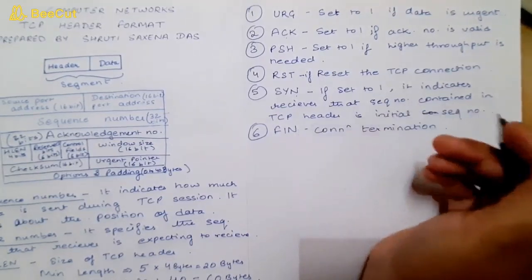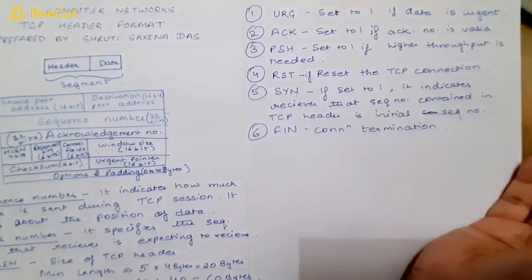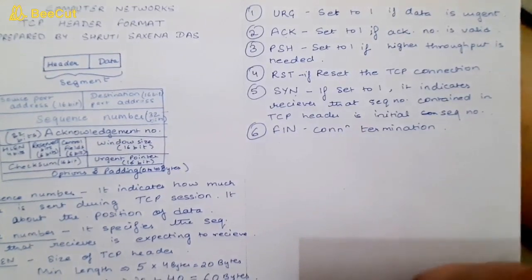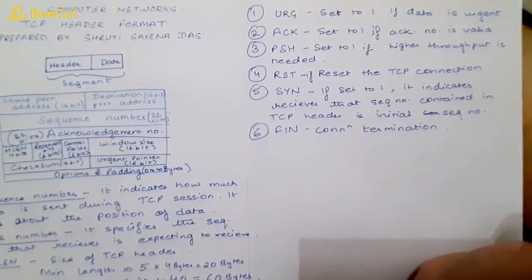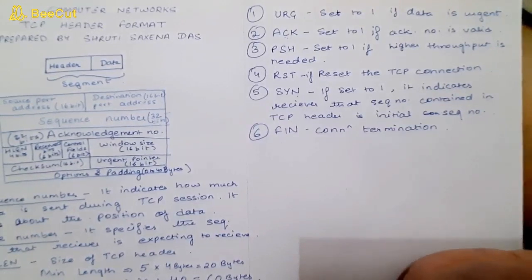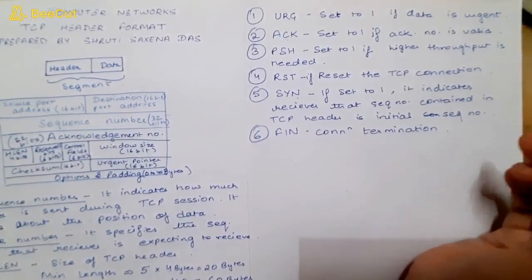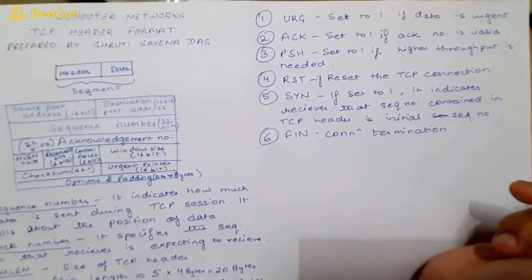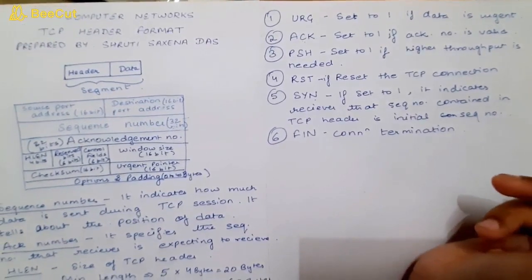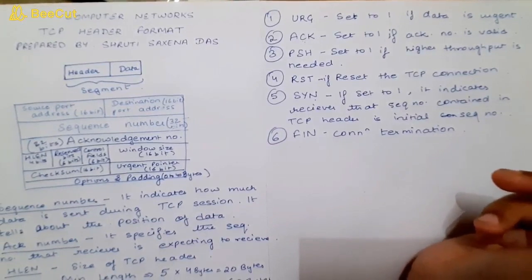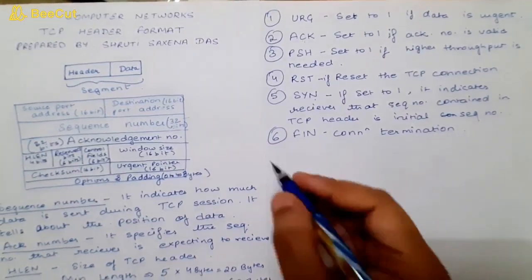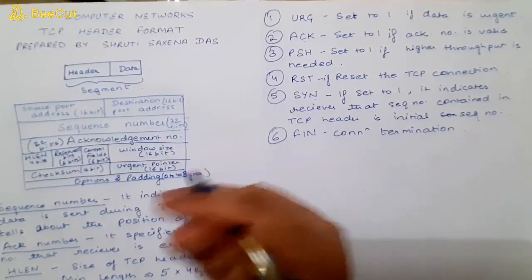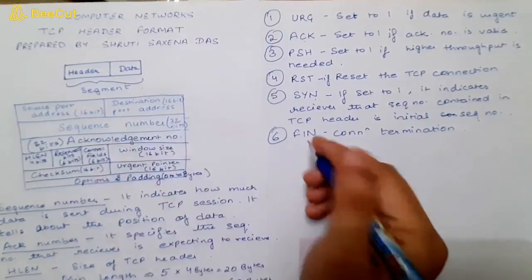Basically it is used to inform the receiver that the sender wants to finish the connection or finish sending data. The sender has finished sending data, so simply the connection will be terminated if this flag or this bit is set to 1. Okay, so these are the control bits which are used in this header.